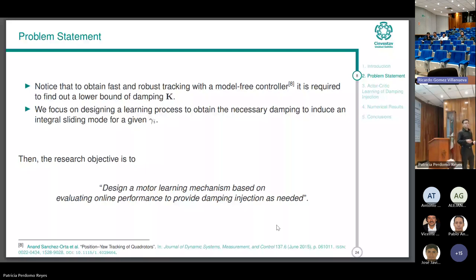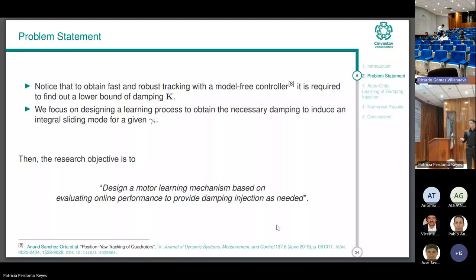We need to design a motor learning in order to evaluate the performance of the task and offer a damping injection with the feedback gain defined in the K value. Consider an integral gain gamma value in order to ensure the sliding mode condition. And our proposal is defined in figure number 4.